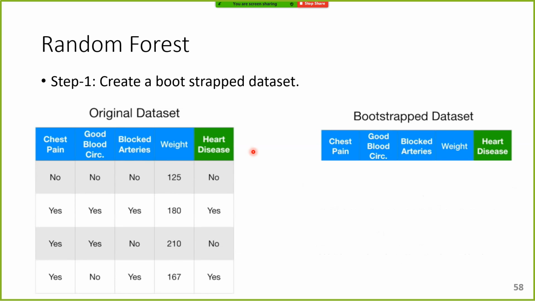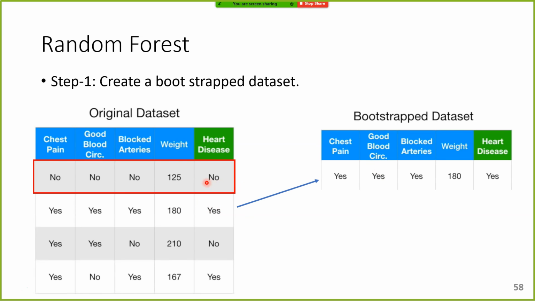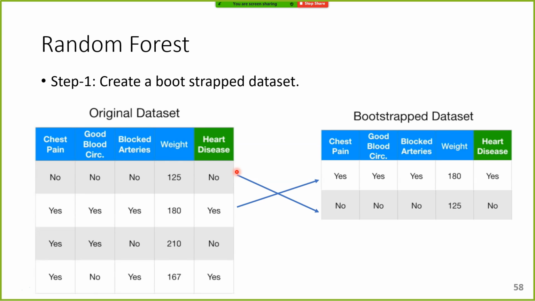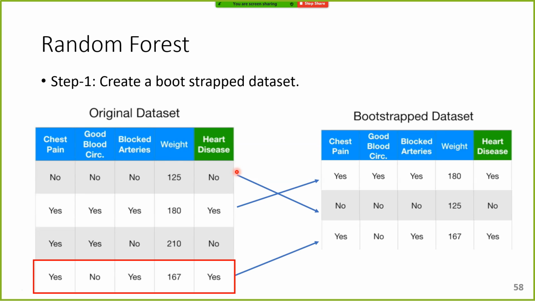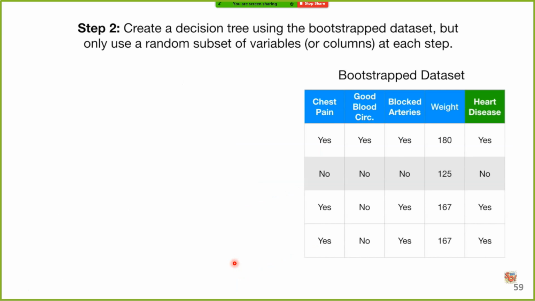Once we do that, suppose we have randomly picked this data here, then we will add it to our bootstrap data set. Then we again randomly choose any of these 4 data points. Suppose we picked this data point at random, and we will add this to our bootstrap data set. We will do the same process. Suppose again the same data has been picked up, so we will add it to this bootstrap data set.